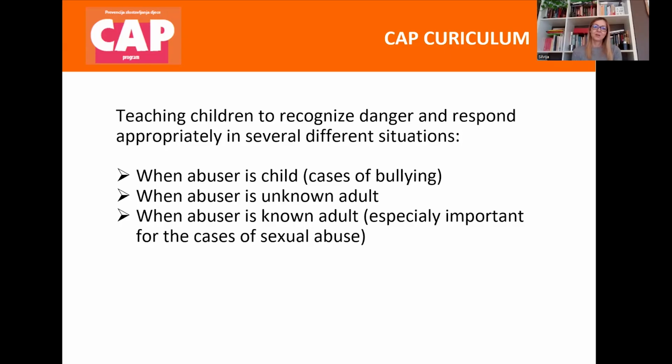And especially important is the situation when the abuser is a known adult, and it is especially important in the cases of sexual abuse because we know that in most cases of sexual abuse, the abuser is a known adult that the child is familiar with. We can go on.